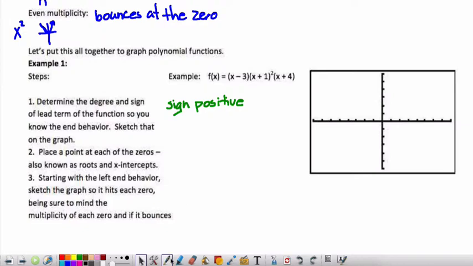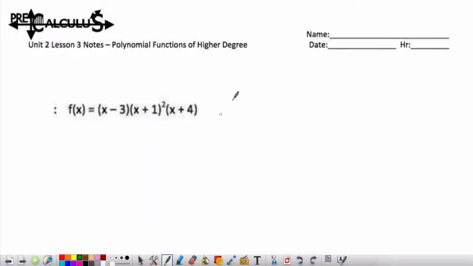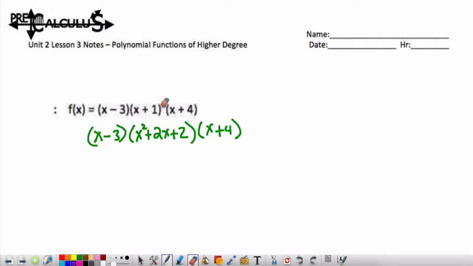Well, what about the degree? I'm going to do a little quick demonstration for you. You don't have to copy this down, but I want you to understand how to come up with the degree here. I'm just giving myself some space to do this. If I were to find out what the degree is, that's when I multiply all this together. So I would have x minus 3. And when I square this one, I don't just distribute that 2. I actually have to square that binomial.